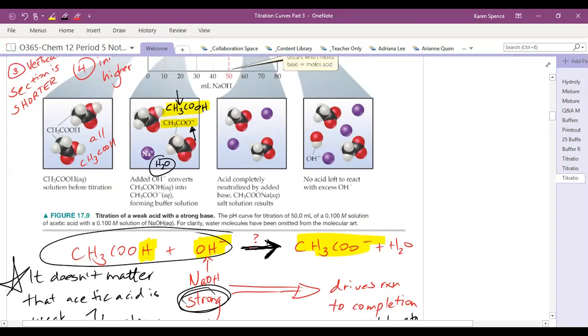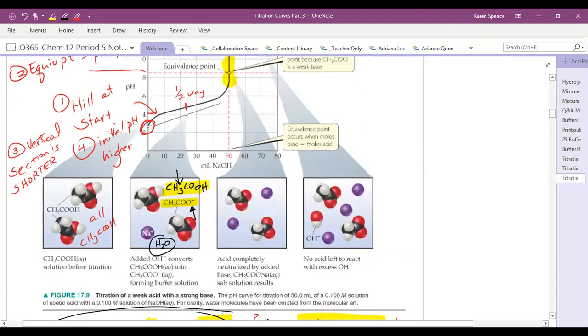If that is the case, what kind of a solution do we have if we have half acid and half conjugate base? Yes, that's a buffer. Absolutely. And so it's important that this region here, just around the halfway point, is called the buffer region. And the closer you are to exactly at the halfway point, the better of a buffer it is.